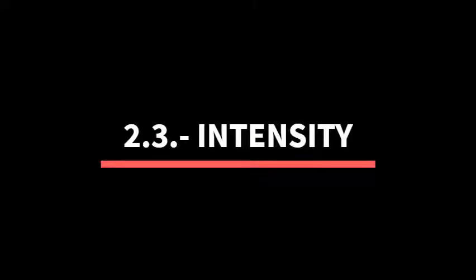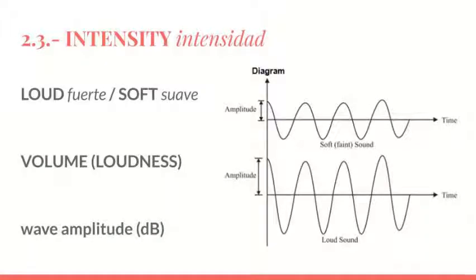2.3. Intensity. This is the characteristic of sound that tells us the difference between a loud sound and a soft sound. It's related to volume and also known as loudness. The scientific term for loudness is wave amplitude, and it's measured in decibels, abbreviated dB.